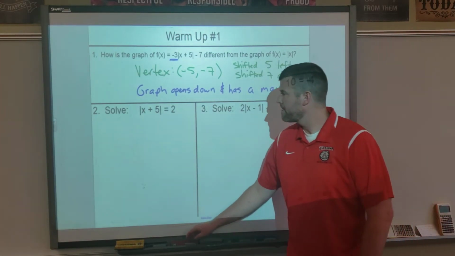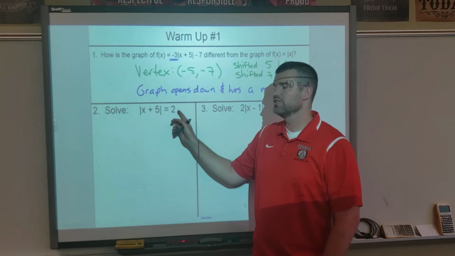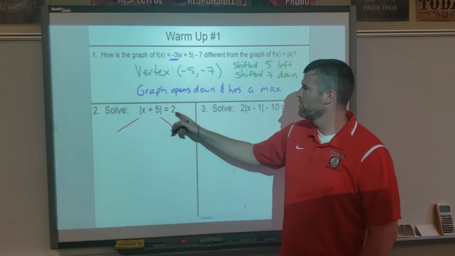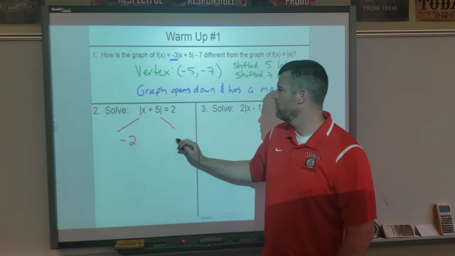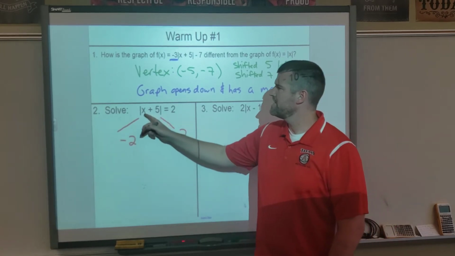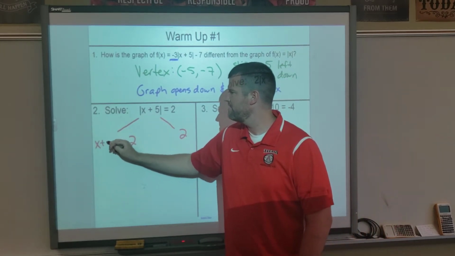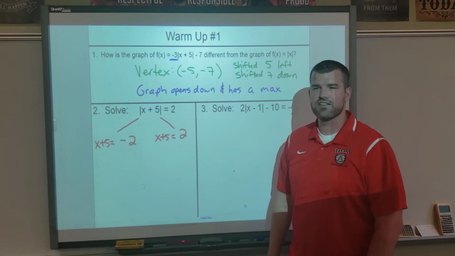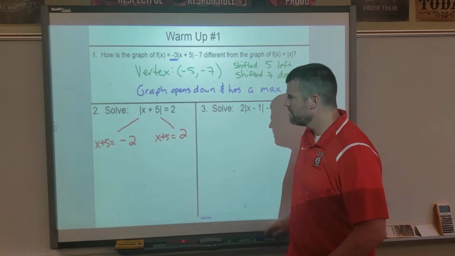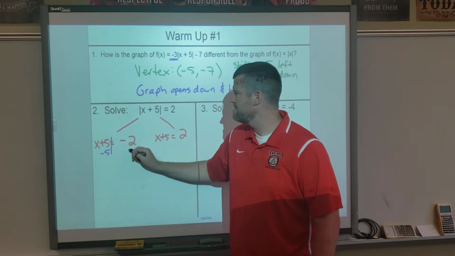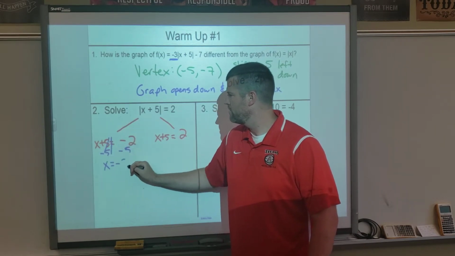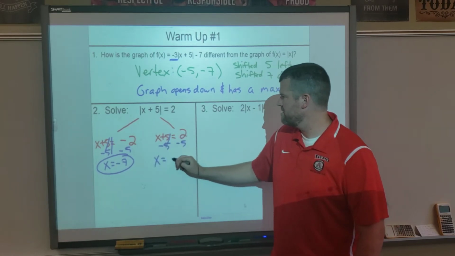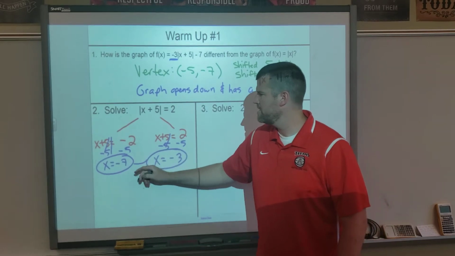Review of yesterday. If we have an absolute value equal to 2, that means our distance is 2 from 0, which means if we're 2 from 0, we are either at negative 2 or positive 2. So we're going to take what's inside the bars, the x plus 5, and we're going to set it equal to negative 2, and we're also going to set it equal to positive 2, and then solve. So subtract 5 from both sides, and then subtract 5 from both sides, and our two solutions are negative 3 and negative 7.